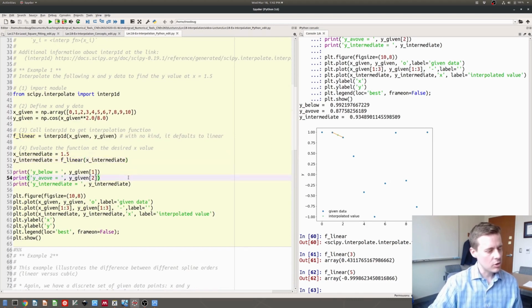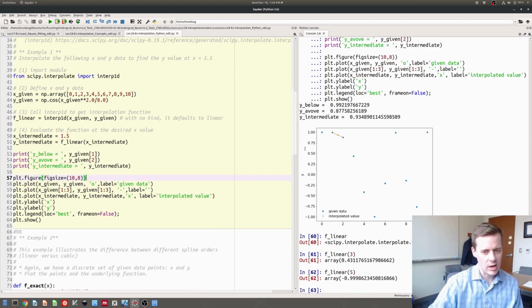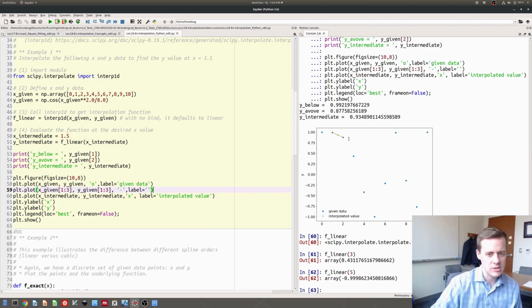It also makes it really easy to get a whole bunch of points in between. What I'm doing here with this orange line is I've just plotted a line in between them. So it's actually doing linear interpolation in the background to plot it, just putting a line in between those two points. And you can see that my linear interpolation function gives me a value that's on that line.